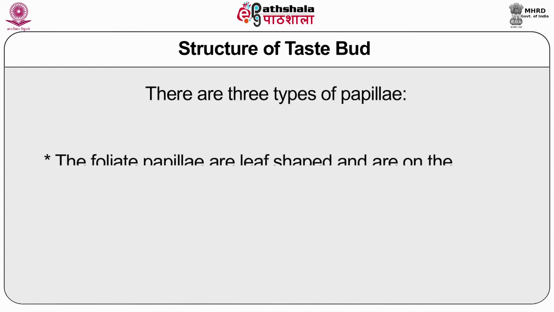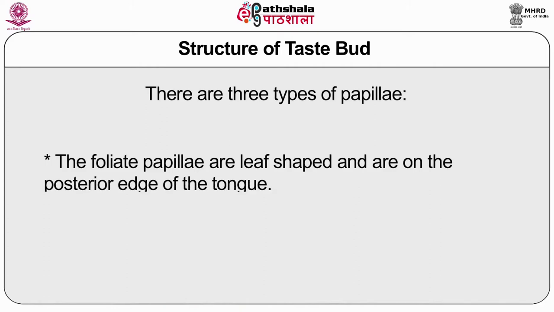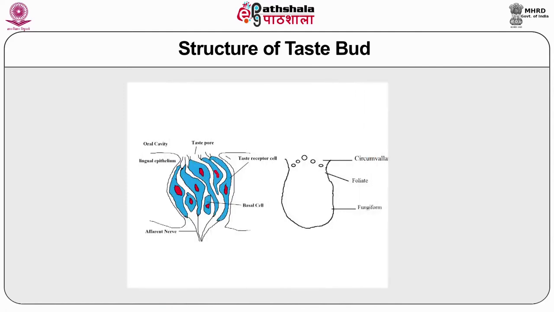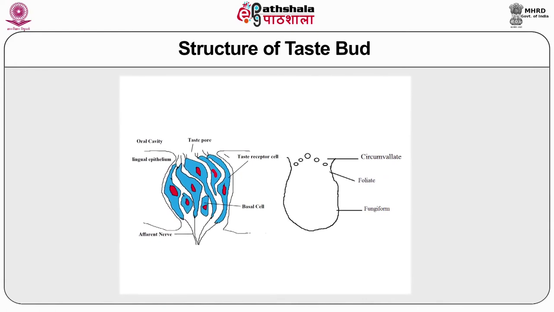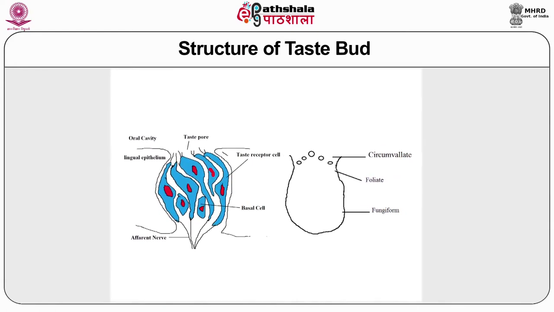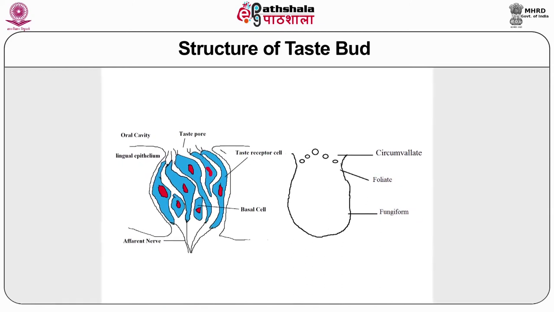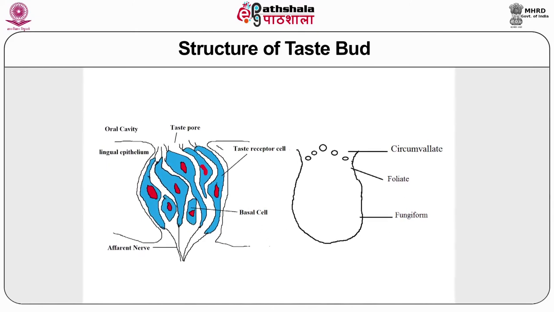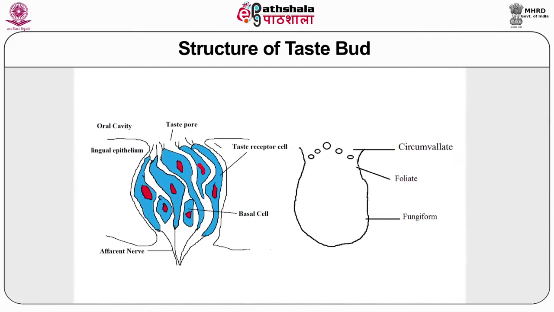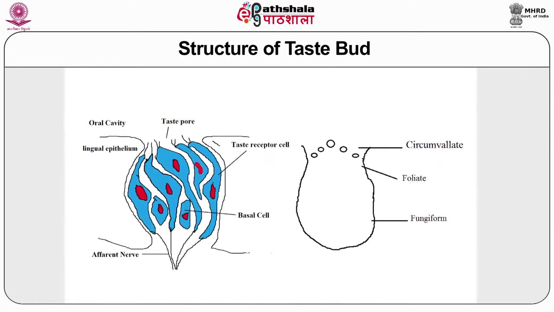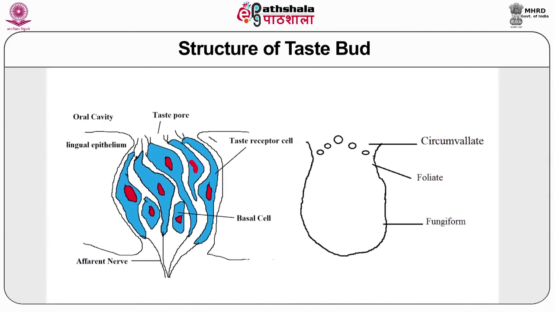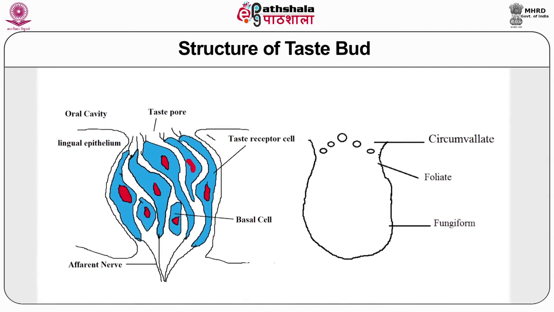Now, the foliate papillae are leaf-shaped and are on the posterior edge of the tongue. The arrangement of taste buds on the three types of papillae is also different, and it is shown in figure number 1. The vallate and foliate papillae also have von Ebner glands, which are serous glands associated with them near the base.